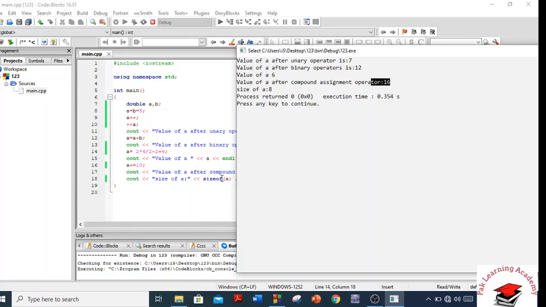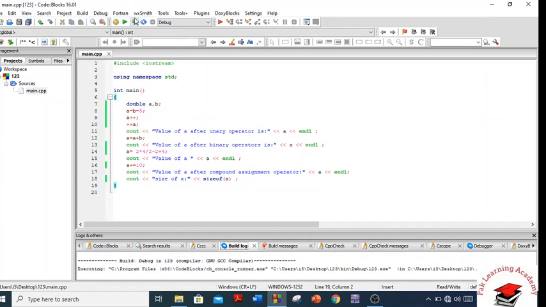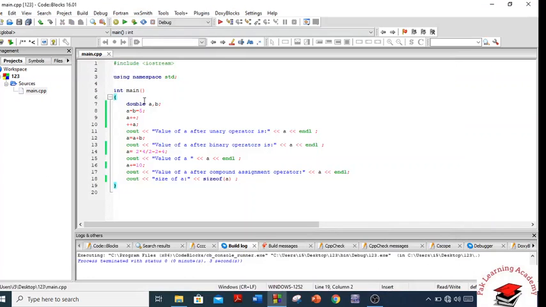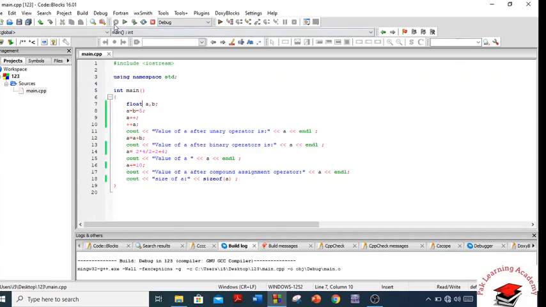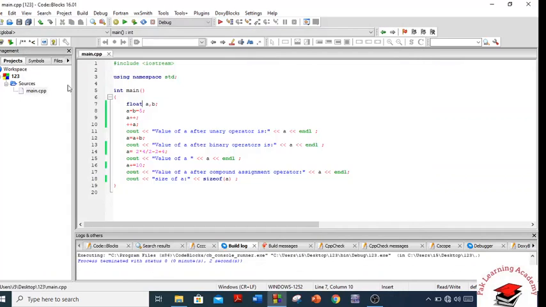And here I wrote double. The sizeof operator gives me the size of the data type, whether it is integer, double, float or character, etc., in terms of bytes. Here it displays 8, so it means the size of double is 8 bytes. If I write here float, now click on build and run, sizeof is equal to 4, so the size of float is 4 bytes.